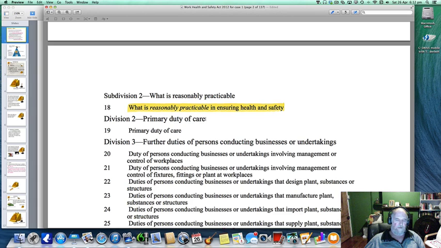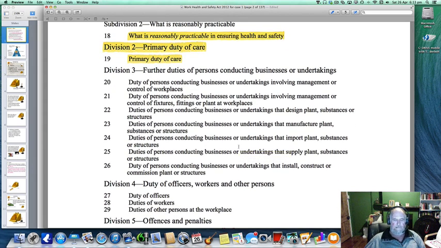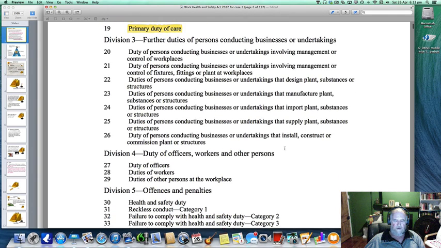Then there's this, a big one. Primary duty of care. Here's 19. So Division 2 tells you the primary duty of care. 19 is the primary duty of care in more specific terms. Division 3 is much the same. Further duties of persons conducting businesses or undertakings. We'll have a look at those if it looks like the others don't cover it entirely. But it's a little bit different.